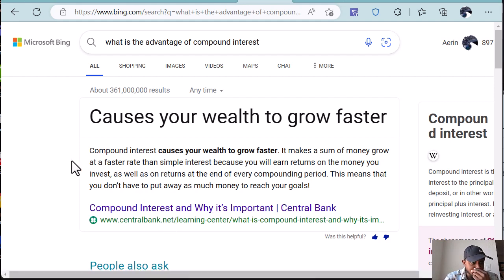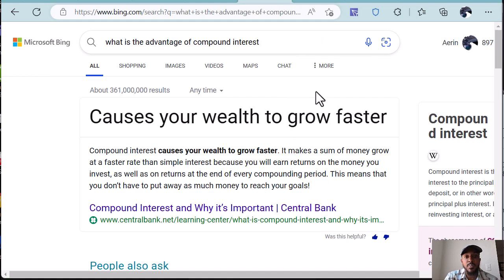So when we read here, if you do a simple search, what is the advantage of compound interest? It'll pull up something similar to this. Compound interest causes your wealth to grow faster. It makes the sum of money grow at a faster rate than simple interest because you will earn returns on the money you invest, as well as on returns at the end of every compounding period. This means that you don't have to put away as much money to reach your goals.